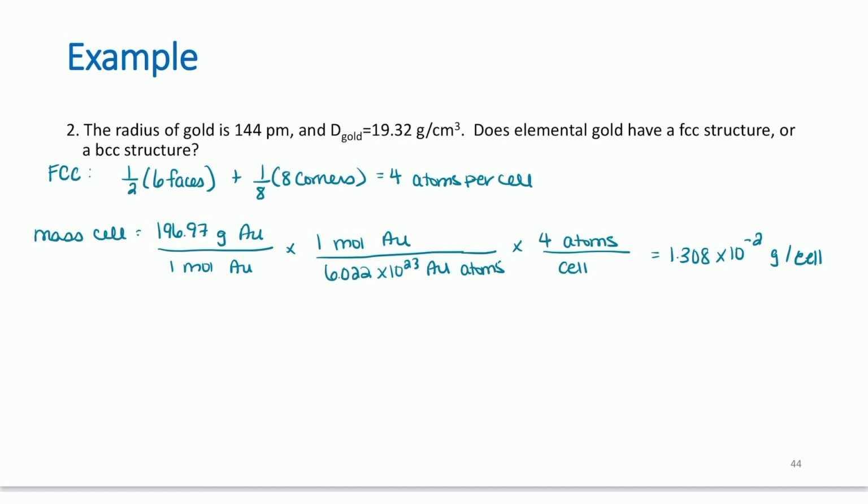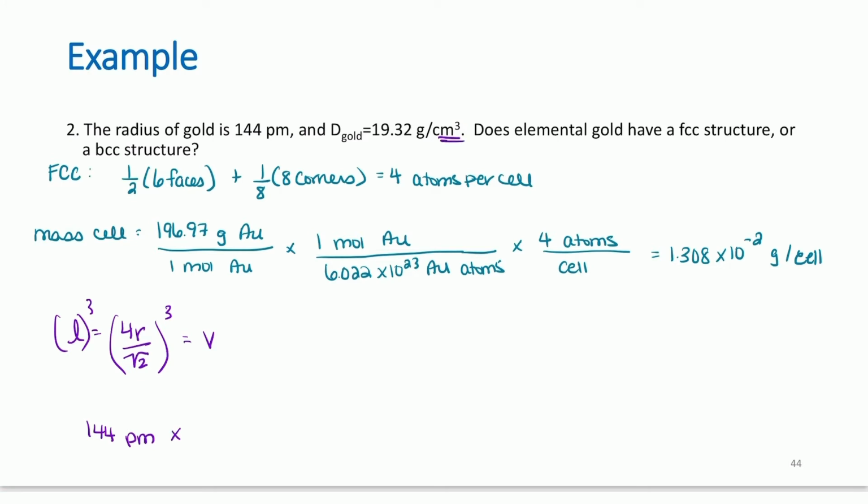I need the volume, and for FCC, the length is equal to 4r over the square root of 2, but volume is cubed of that. So 4R divided by the square root of 2, cubed, is my volume. I have 144 picometer. I need to get that into centimeters though, because I'm going to compare the density as centimeter cubed, so I really need this in centimeters.